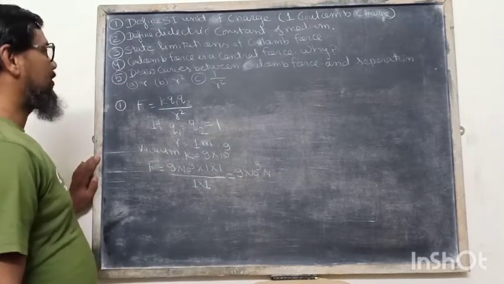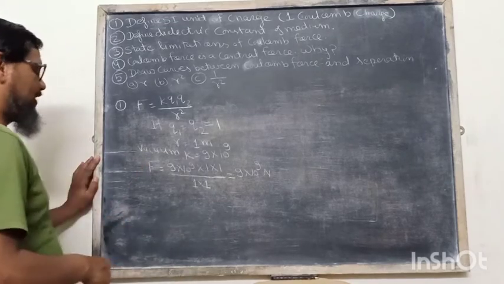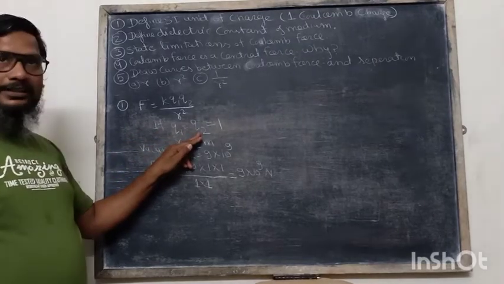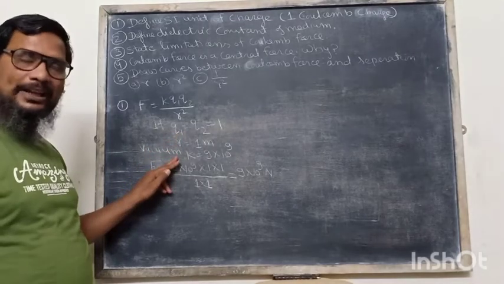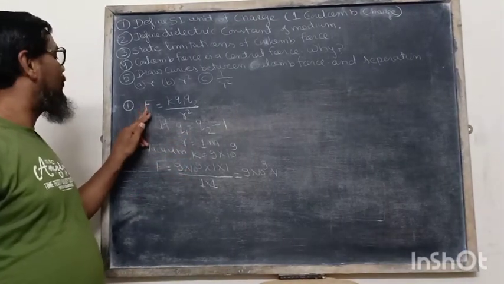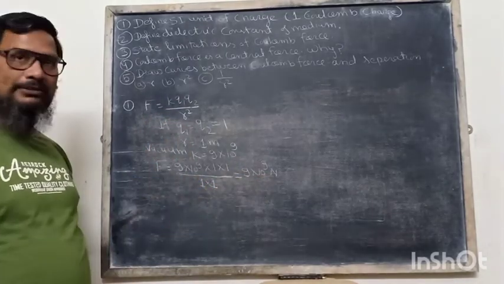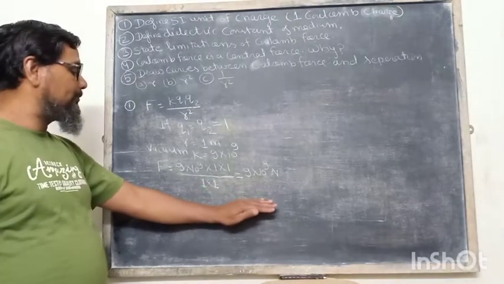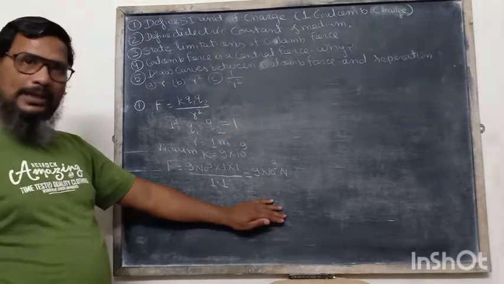Means the definition of 1 Coulomb charge, or the SI unit of charge, is what? When two equal charges are separated by 1 meter in vacuum, and the force between the charges is 9 into 10 raised to the power 9 Newton, then the magnitude of charges is called 1 Coulomb.